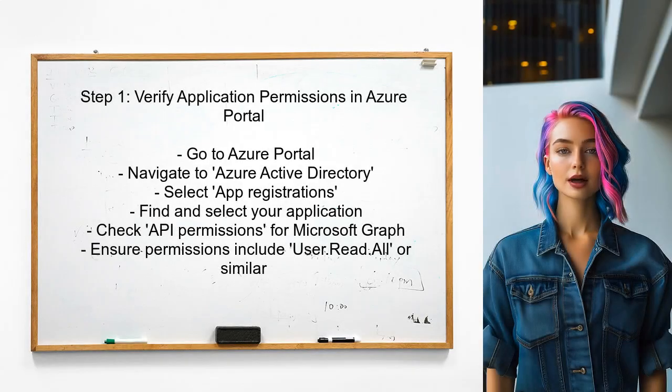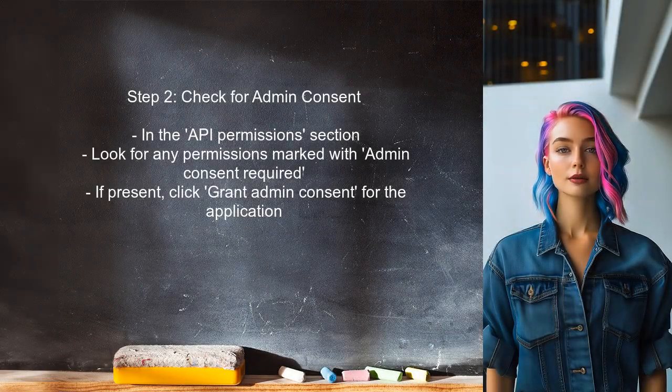First, the user should verify the permissions assigned to the application in the Azure portal. They need to ensure that the application has the necessary permissions to access the Microsoft Graph API. Next, the user should check if the permissions require admin consent. If they do, the user must ensure that admin consent has been granted for those permissions.